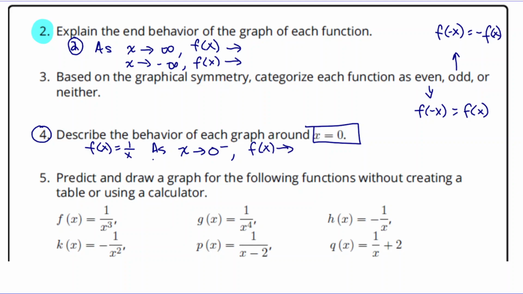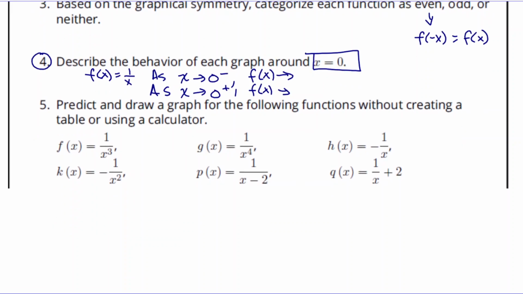Okay, so for each one of these, you got 2, right? So for f of x and g of x is 1 over x squared. As x approaches 0 from the right, what does f of x do? You're going to put this on your paper. You're going to do 2 of these for f of x and 2 of those for g of x.